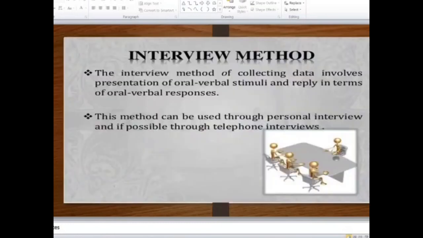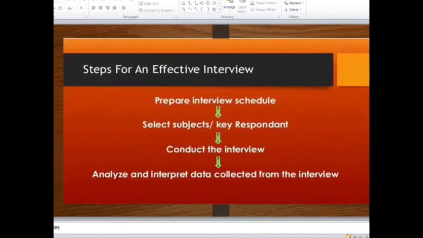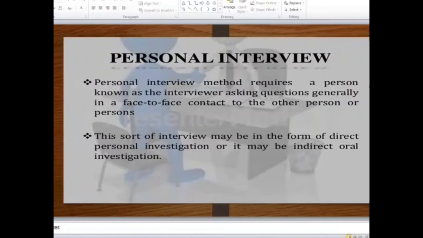And this interview method of data collection involves the presentation of oral verbal stimuli and reply in terms of oral verbal responses. We are giving a stimulus, that is, we are asking some questions and they are giving some responses. That is a face-to-face interview. This method can be used through personal interview or, if possible, through telephone interviews. Personal interview method requires a person known as the interviewer asking some questions in face-to-face contact to another person.